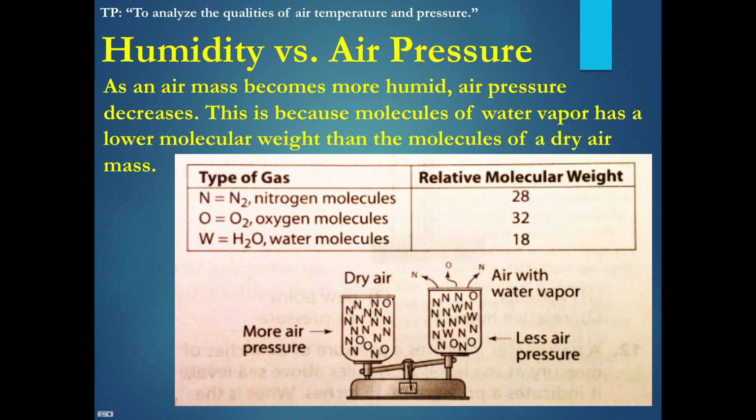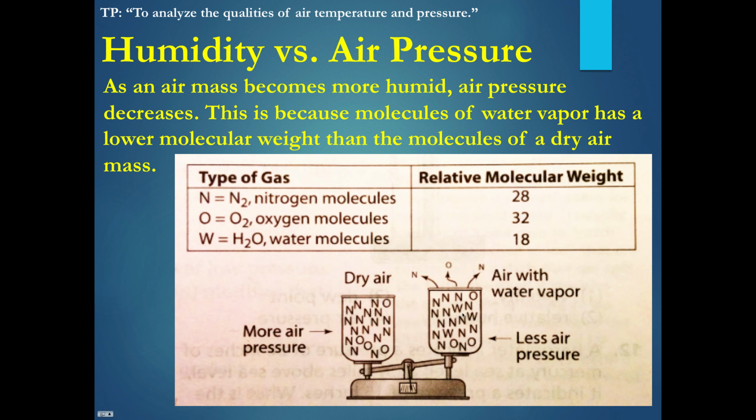All right, so in this diagram, which is a great diagram, we have a scale with two beakers filled with air. We have dry air in one, and if you notice, there's a lot of N's, more N's than O's. And that's because nitrogen makes up 78% and oxygen makes up 21% of our atmosphere, the air that we breathe in.